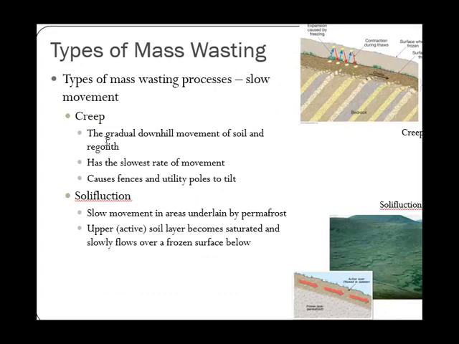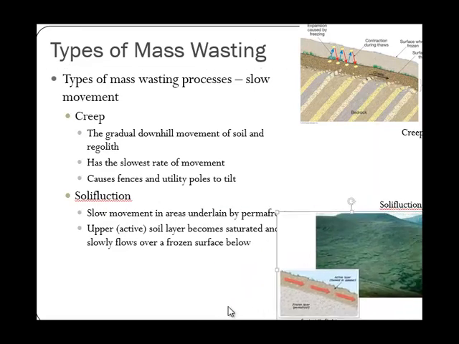You have creep, which, well, it's pretty much as it sounds. The gradual downhill movement of soil and regolith has the slowest rate of movement, and it causes fences and utility poles, if there are any, to kind of tilt a little bit because the rock underneath is sliding down the hill. Eventually, obviously, if there's a utility pole or a fence that's built into it, it'll come down if the rock underneath it moves.